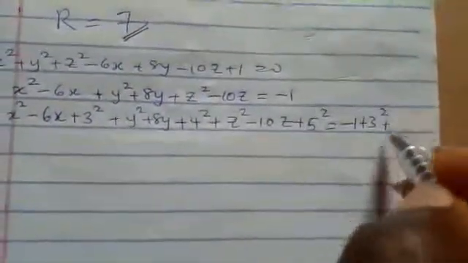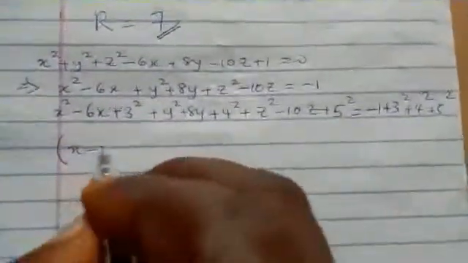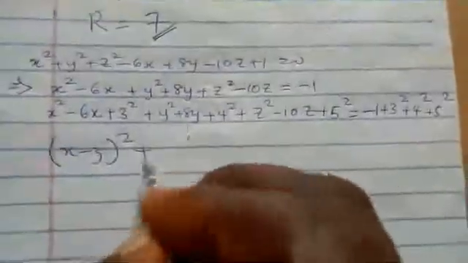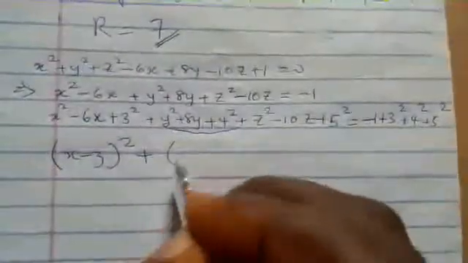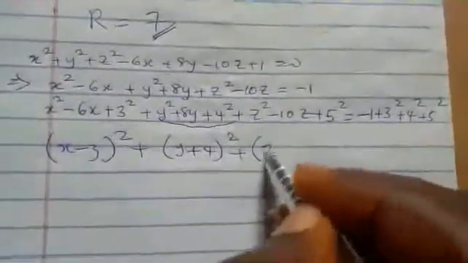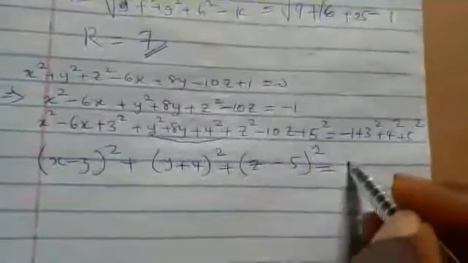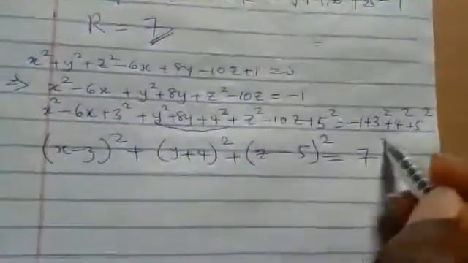We have added 4 squared, and we have added 5 squared. So this one will just become x minus 3 squared, this one will become y plus 4 squared, and this one will become z minus 5 squared. So you observe that this is 49, and 49 is 7 squared.